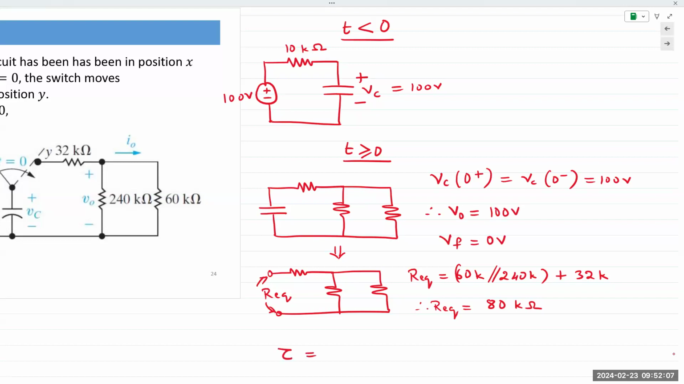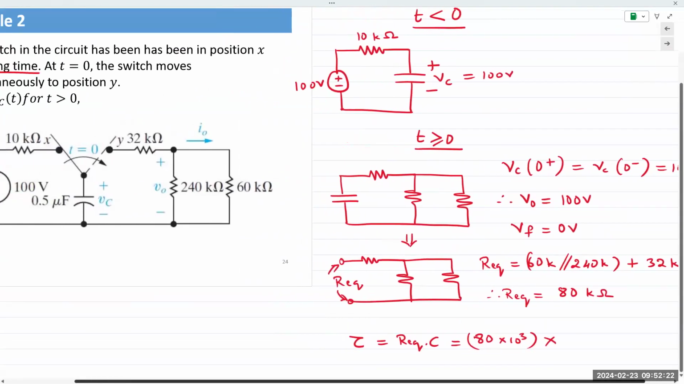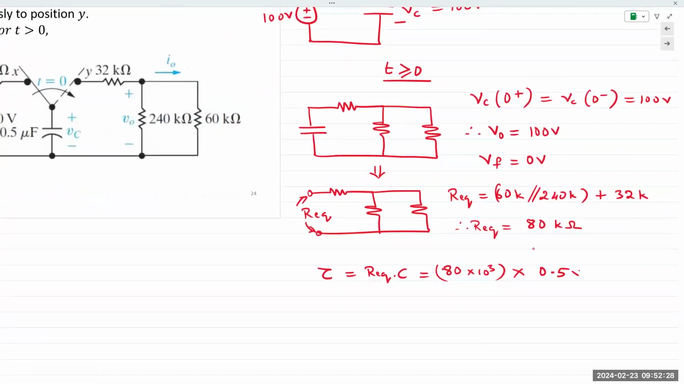Time constant tau is simply Req times capacitor C. And so it's 80 kilo ohms times the capacitance value, which is given as 0.5 microfarads, 0.5 times 10 raised to minus 6. So tau comes out to be 10 raised to 3, 5 8s are 40, so 4 milliseconds, right? 4 milliseconds.